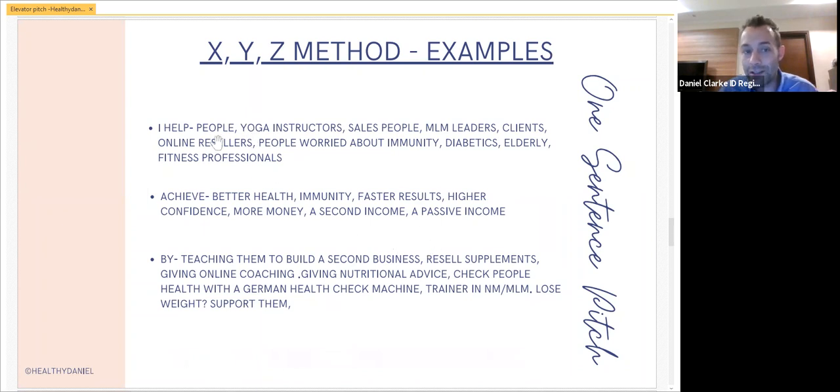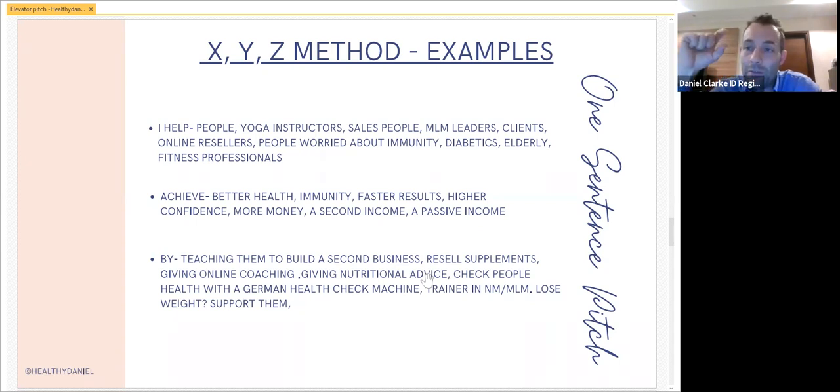And in general, it doesn't matter what order we put them in, as long as it's either health or business related, all the words fit. So for example, I help yoga instructors achieve higher income by checking people's health with a German health check machine in their location, or I help salespeople create a second income by teaching them to build a second business, or I help fitness professionals make more money selling supplements.